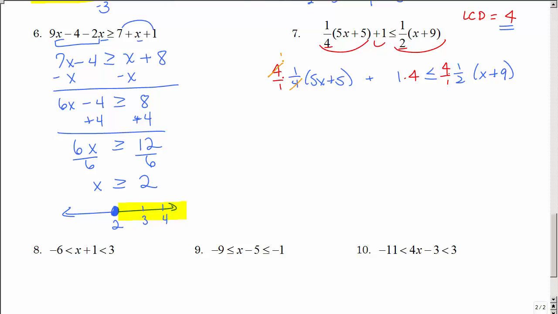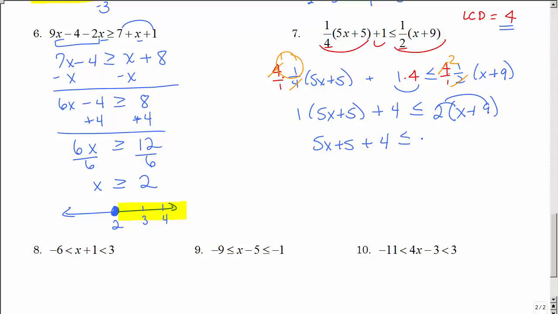So 4 goes into 4 one time. So I now have 1 times 5x plus 5. 1 times 4 is 4. Here, 2 goes into 4 two times, so I'm going to keep the 2 and keep my parentheses the exact same. Remember that? Now I'm going to distribute, and of course 1 times this parenthesis is just the parenthesis.